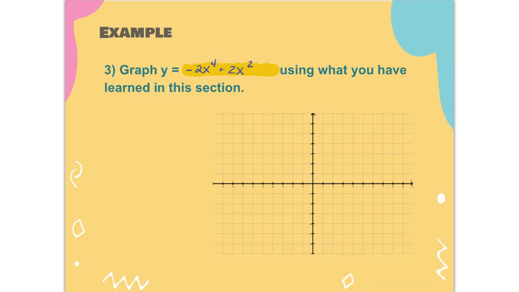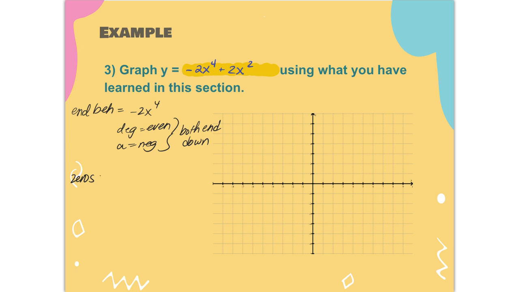So again, we're going to keep going. We start with the same concept. We're going to do our end behavior first, and we're going to look at our leading term. We see that the degree is even and A is negative. So what that means is both ends are going to go in the same direction. They're going to go down, okay?